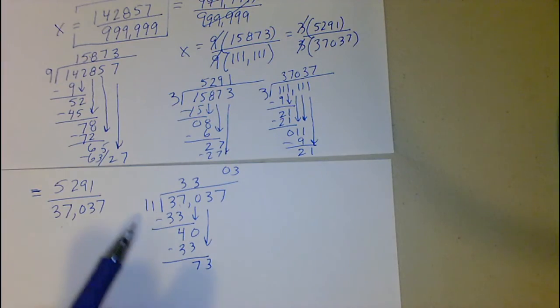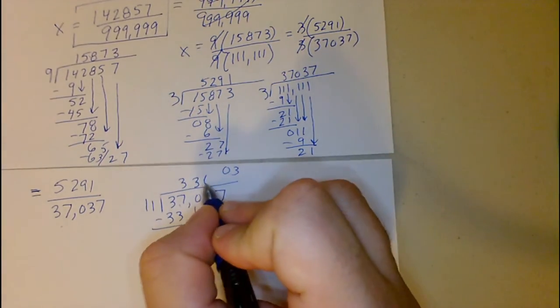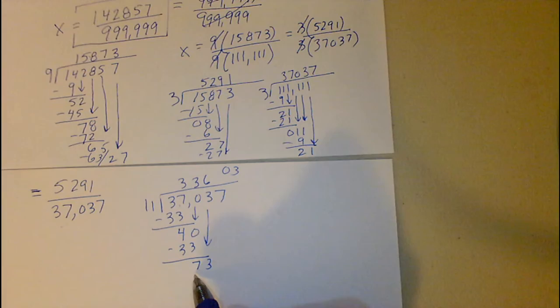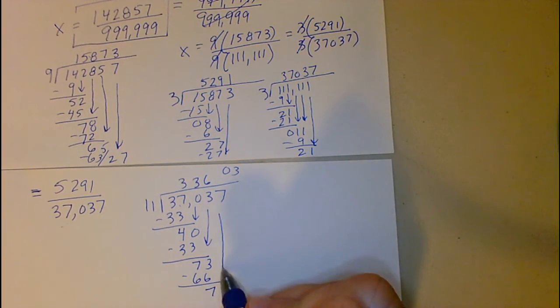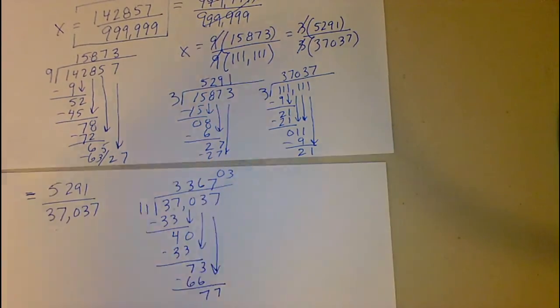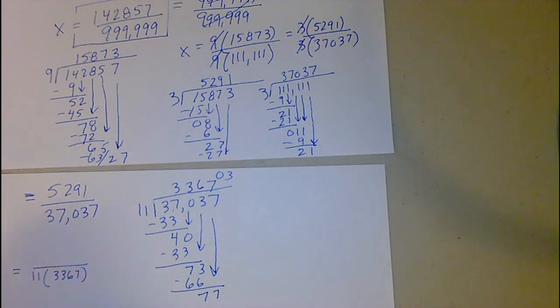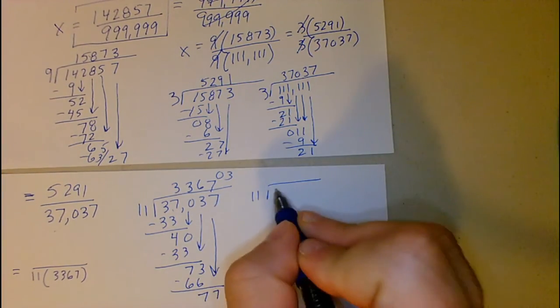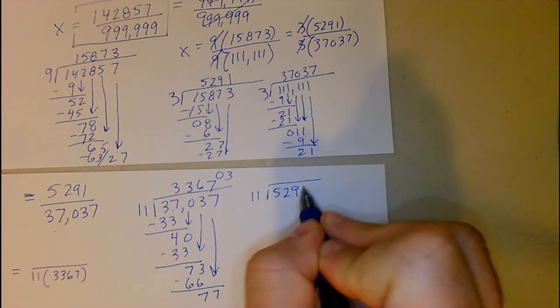11 goes into 73 6 times, because 6 times 11 is 66. Subtract, I get 7. Bring down that 7. 11 goes into 77 7 times. And so this fraction right here becomes, well, it has a denominator of 11 times 3,367. And 11 also goes into the numerator. 11 goes into 5,291.